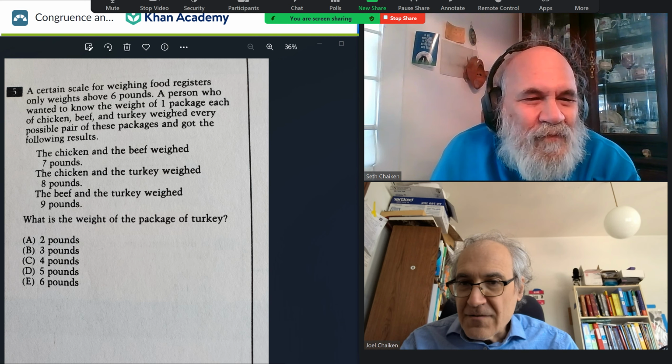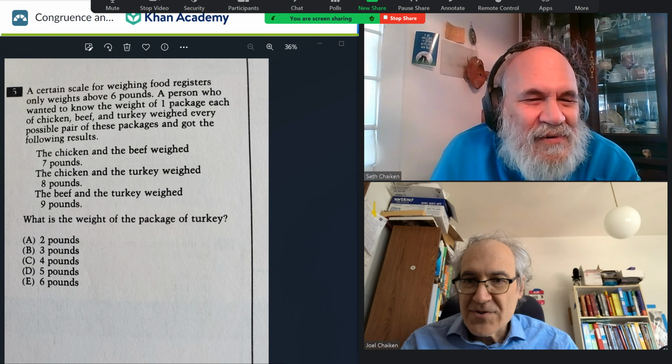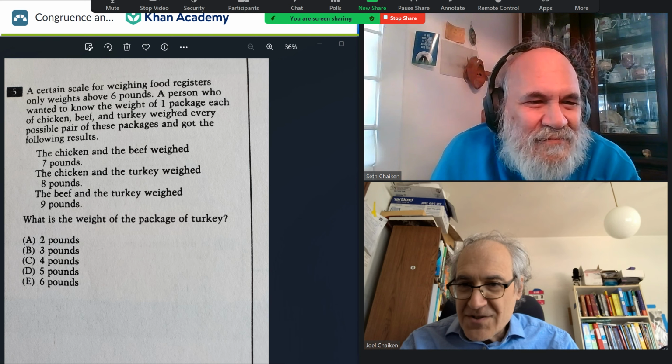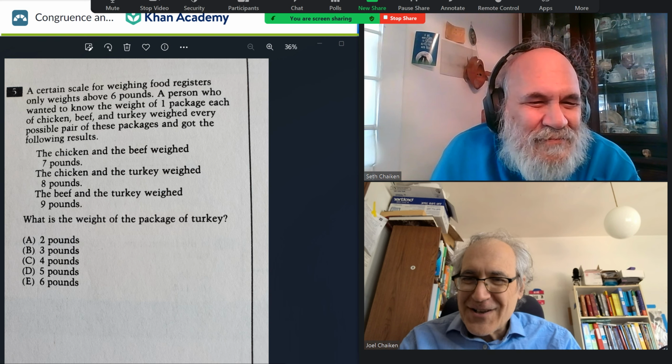A certain scale for weighing food registers weights only above 6 pounds. A person who wants to know the weight of one package each of chicken, beef, and turkey weighed every possible pair of these packages and got the following results. Chicken and beef, 7 pounds. Chicken and turkey, 8 pounds. Beef and turkey, 9 pounds. What's the weight of a package of turkey?